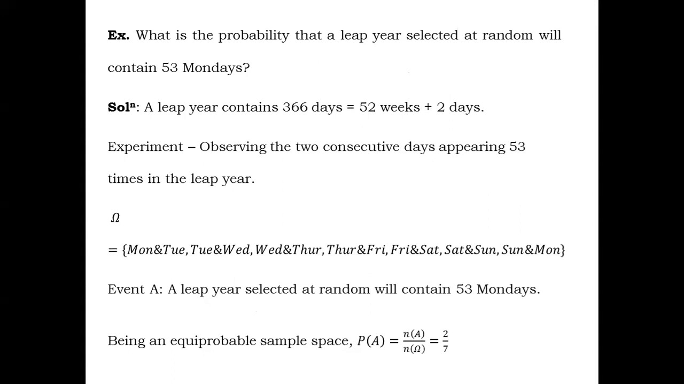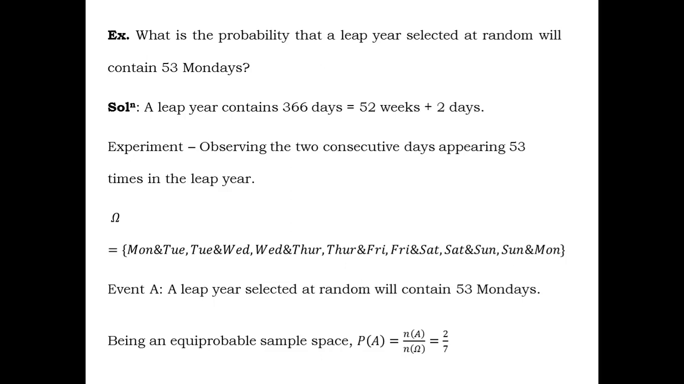This is a very standard example. What is the probability that a leap year selected at random will contain 53 Sundays? We know that in general there are 365 days and a leap year contains one more day. So as such, there are 52 weeks plus 2 additional days. Now, what is asked? What is the probability that a leap year selected at random will contain 53 Sundays? In that leap year, the number of Sundays may be either 52 or 53.